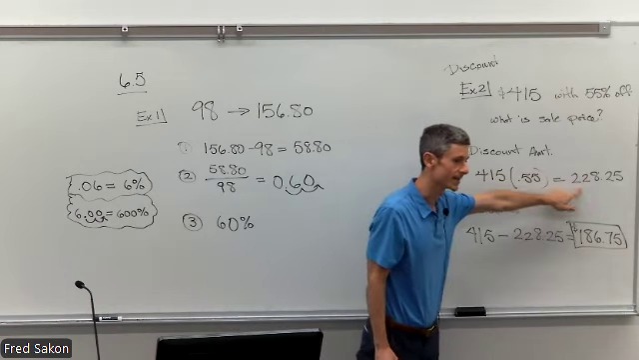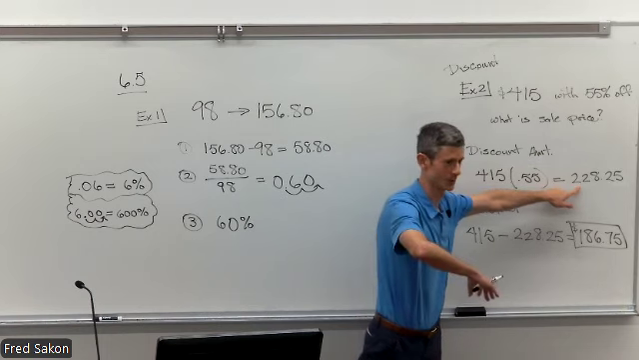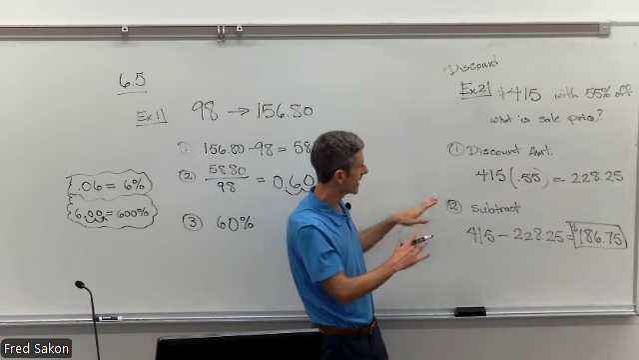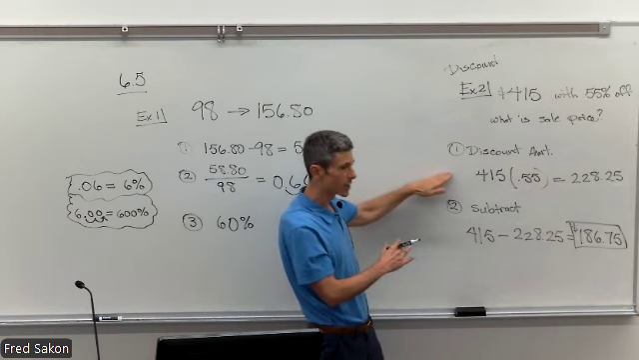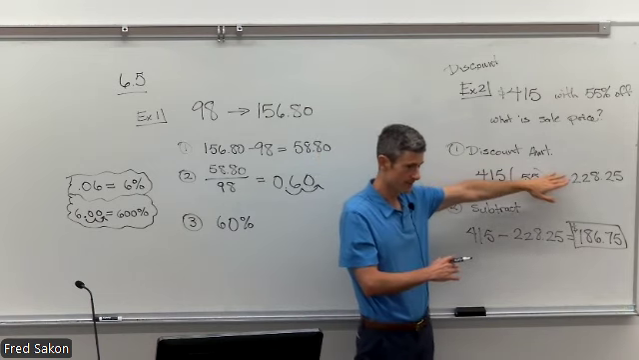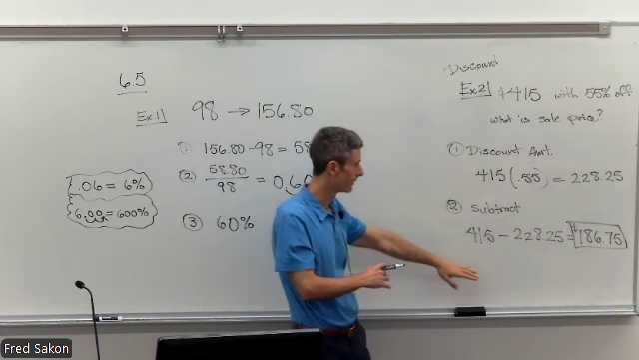That's the amount discounted. $228.25 is the amount discounted. So I'm just throwing that in there as kind of questions that could be asked that we've already found the answer to along the way.